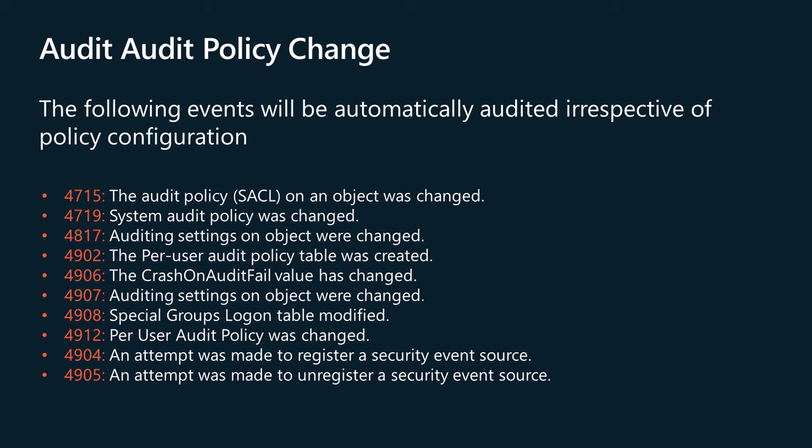Events list. 4715, the audit policy SACL on an object was changed. 4719, system audit policy was changed. 4817, auditing settings on object were changed. 4902, the per user audit policy table was created. 4906, the crash on audit fail value has changed. 4907, auditing settings on object were changed.